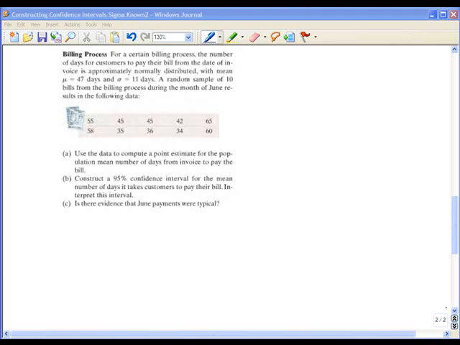Constructing confidence intervals when the population standard deviation is known. Let's try another example. For a certain billing process, the number of days for customers to pay their bill from the date of invoice is approximately normally distributed with a mean of 47 days and a standard deviation of 11 days.